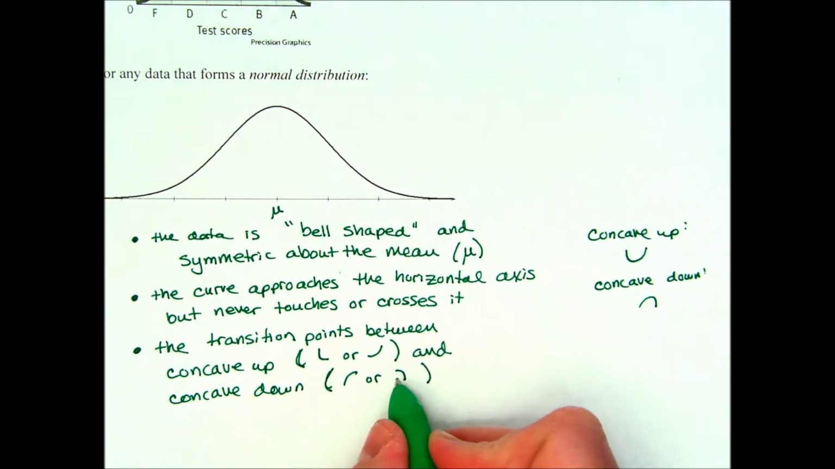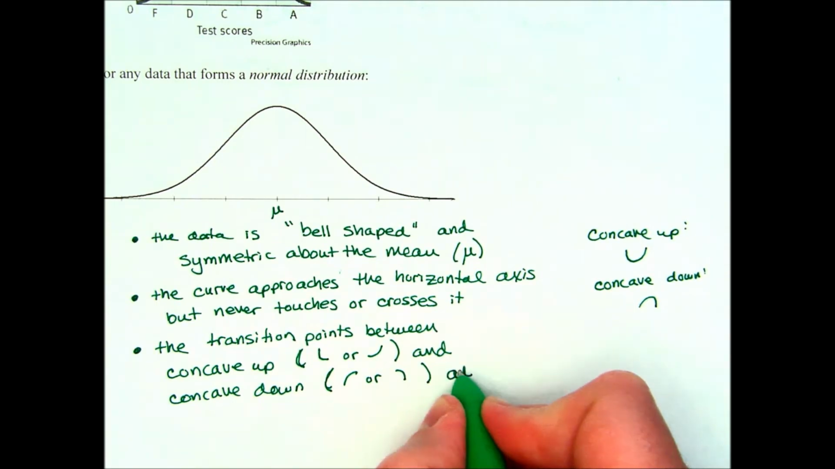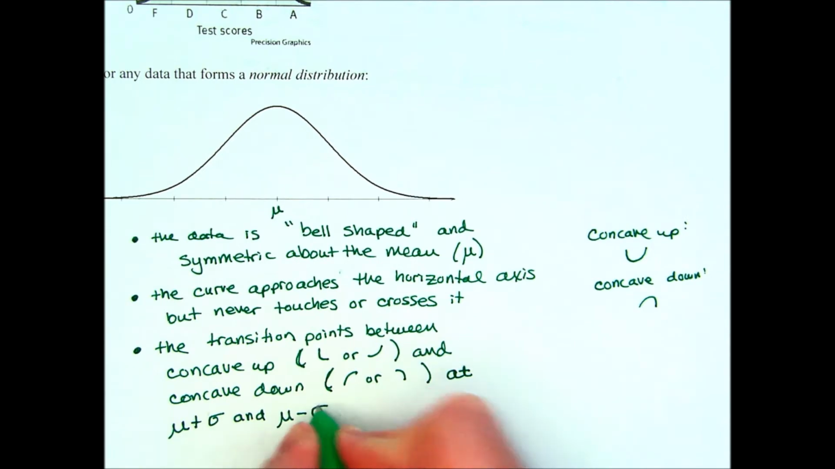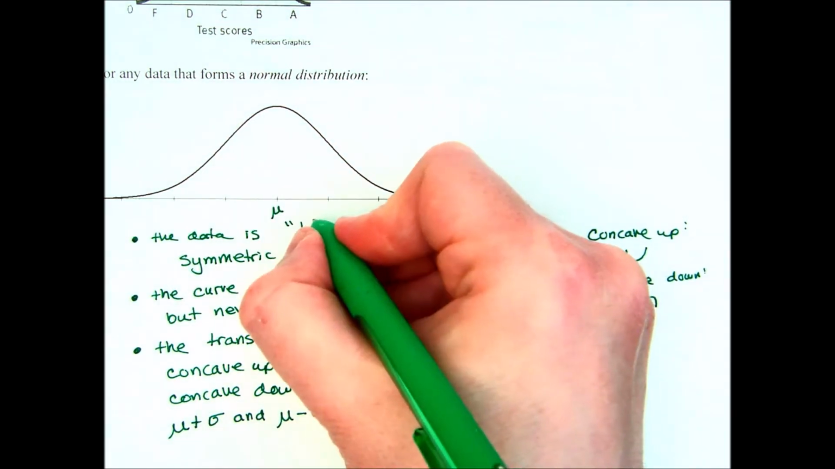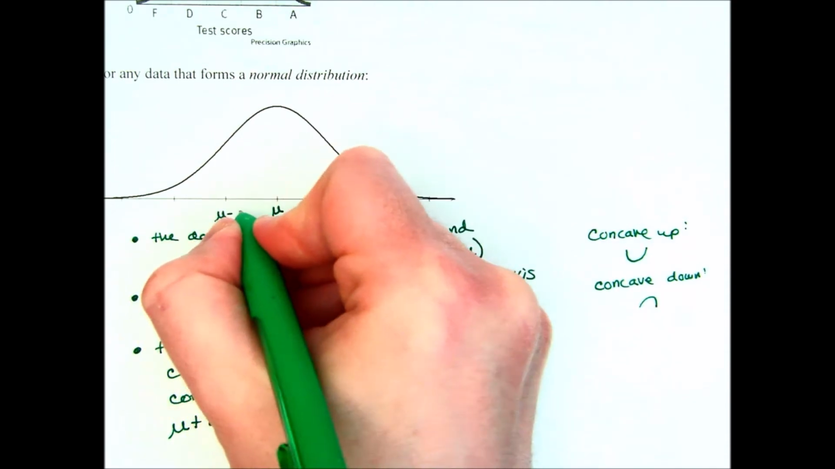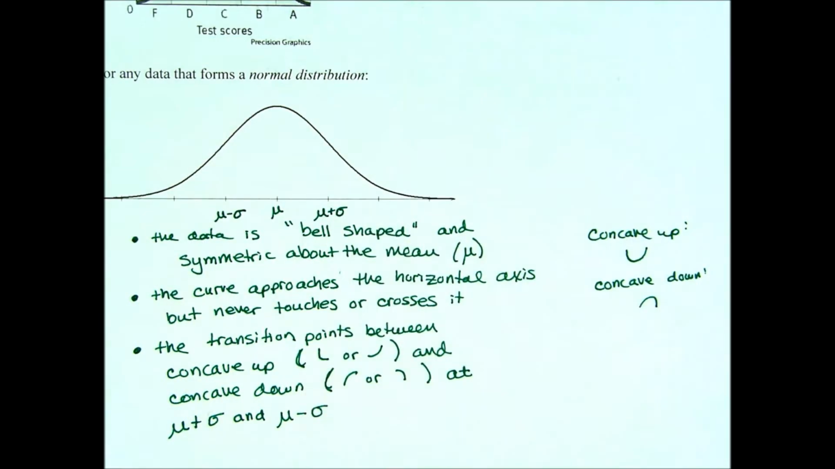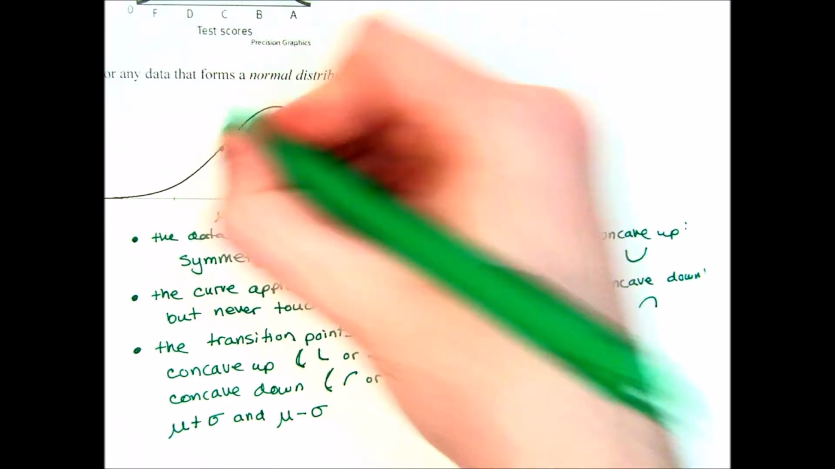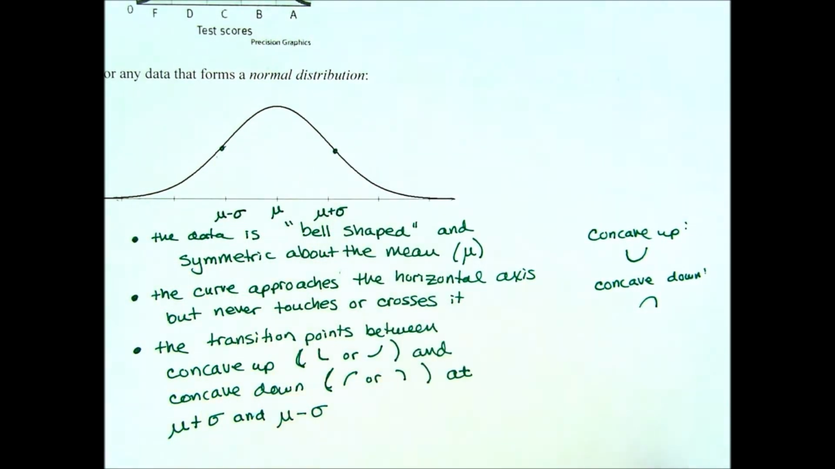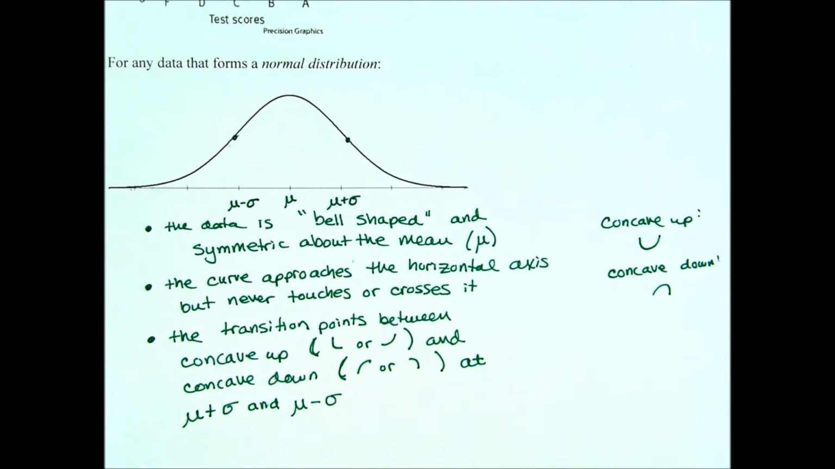We change the shapes at, well, a standard deviation away from our mean at mu plus sigma and mu minus sigma. I'm going to label this tick mark over here as mu plus sigma, and I'm going to label this one as mu minus sigma. And if we look on the graph, that's where I'm changing from concave up to concave down to concave up. I'm going to give you a moment to get those ideas down.